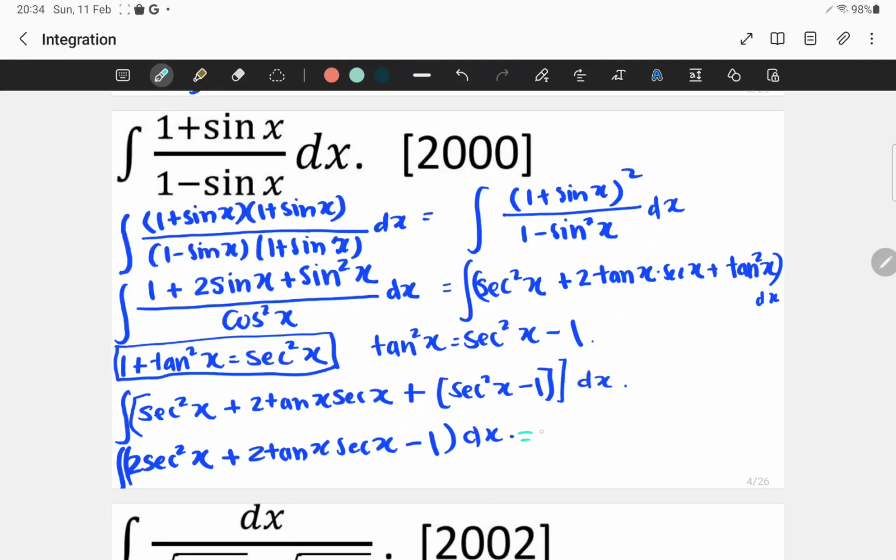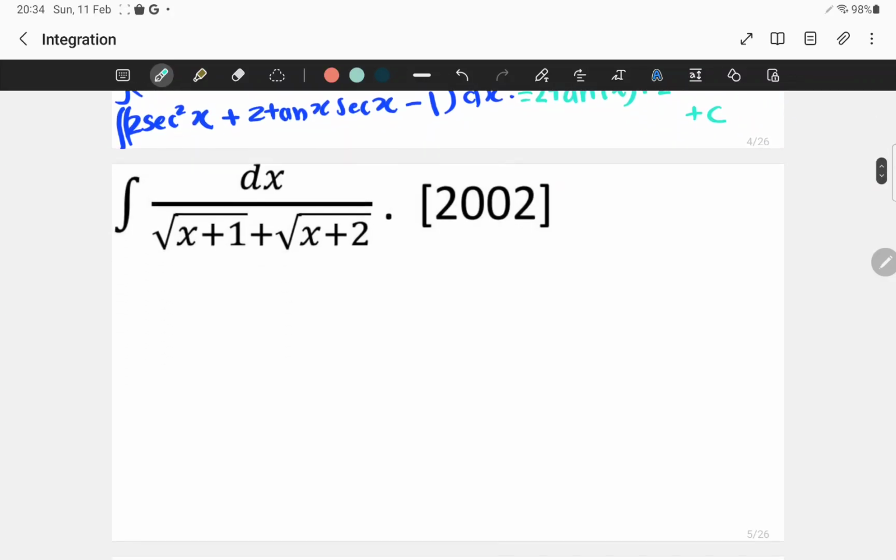So the answer will be integration of sec square x is, and 2 we already have, and integration of 1 is x plus c. Why is integration of 1 x? Because 1 we can be written like x to the power 0 and integration of x to the power n is x to the power n plus 1 over n plus 1.